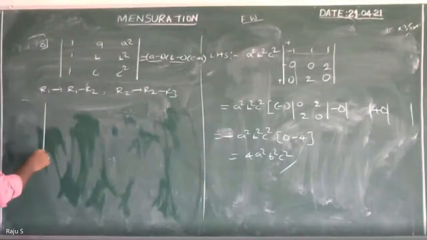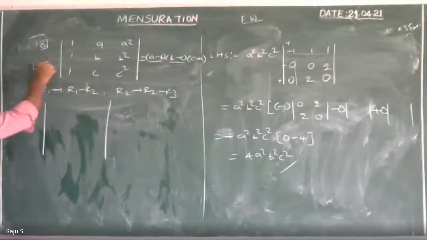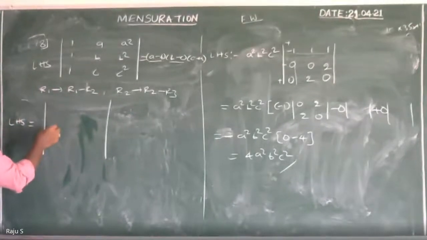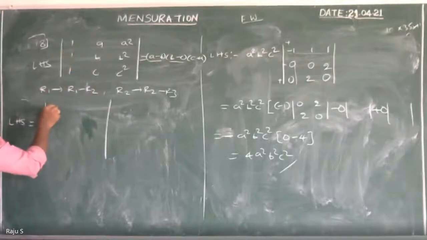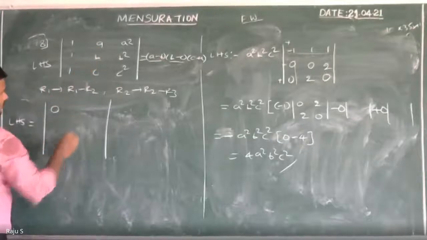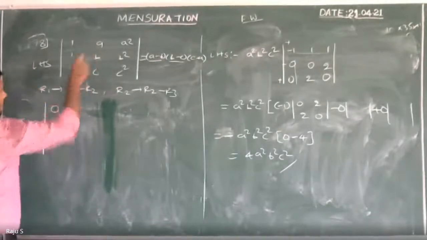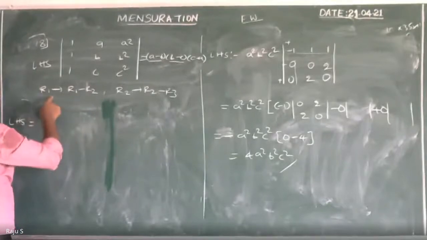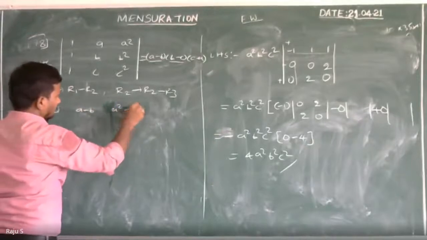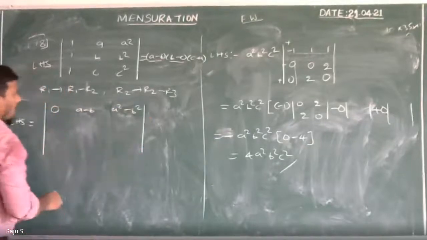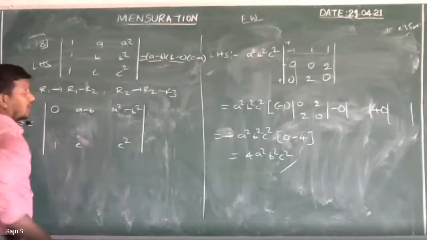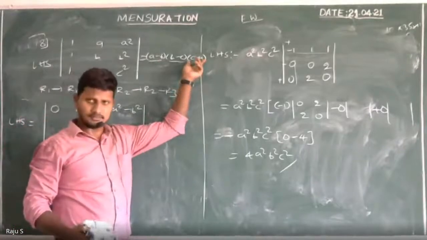When we apply them, I am taking the LHS, and the LHS becomes what? One here, 1 minus 1 is 0, 0, and here, sorry, R1 tends to R2. A minus B, here A square minus B square. R3 remains the same: R3 is 1, C, C square. Here again, finally C minus A is there.